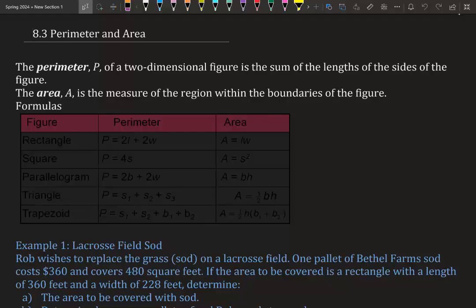The perimeter P of a two-dimensional figure is the sum of the lengths of the sides of the figure, meaning we just take the sides all around it, what encloses it, and add it all together. The area A is the measure of the region within the boundaries of the figure, so inside is area, outside is perimeter.